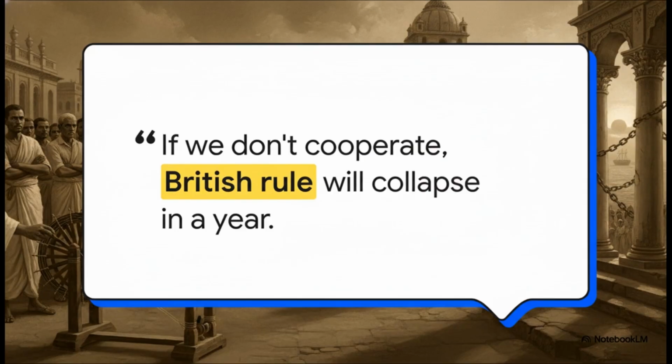Listen to this idea. If we don't cooperate, British rule will collapse in a year. That captures the absolute core of the 1921 non-cooperation movement. Gandhi was asking Indians to simply stop working for the British. It's this profound realization that empires only function when the oppressed actually agree to participate in their own subjugation. If the people simply withdraw their cooperation, the entire machinery of the empire just grinds to a halt.